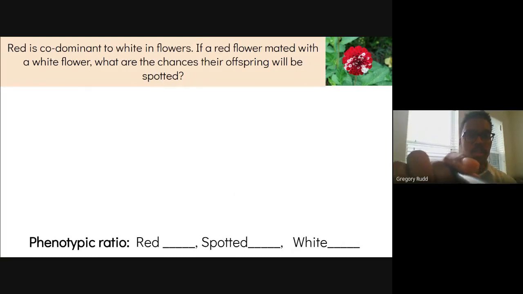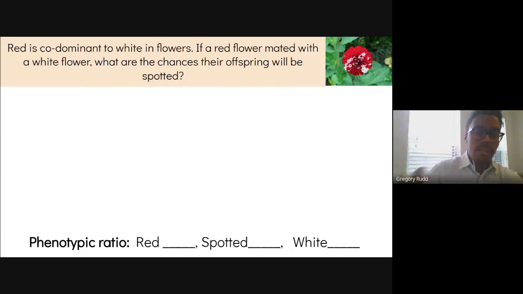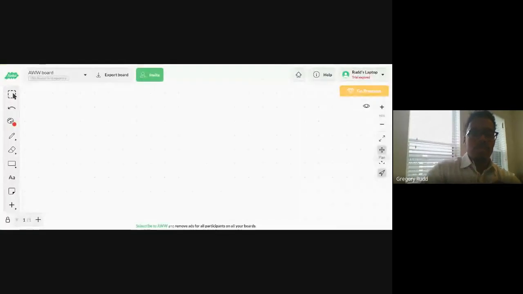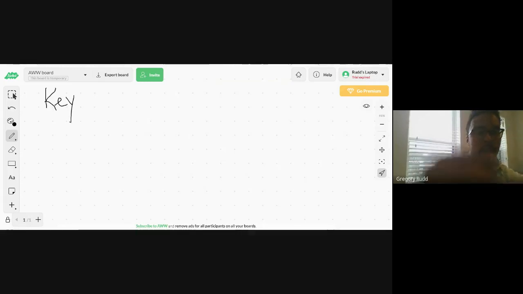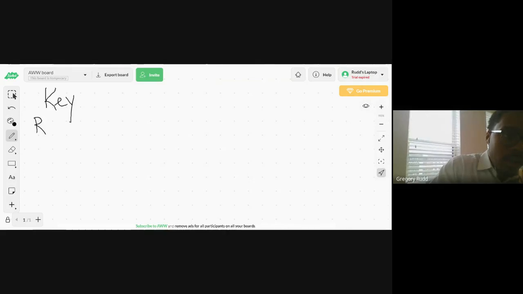Maybe some of you are getting so good at this that you can almost see it in your head, but we're still going to write it out. Per usual, I make my key. I'm going to use the letters R and W just to make it easy on myself, because we've got red codominant to white. So if I've got R, R, that gives me a red flower. If I've got W, W, that gives me a white flower.